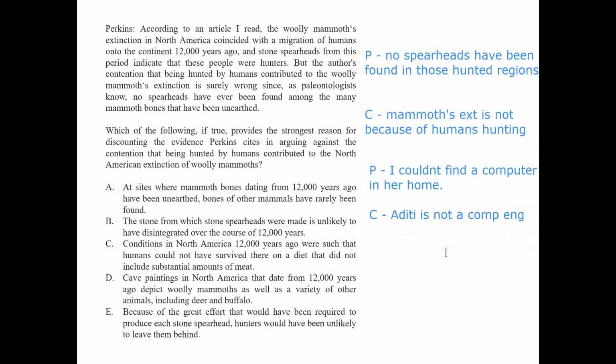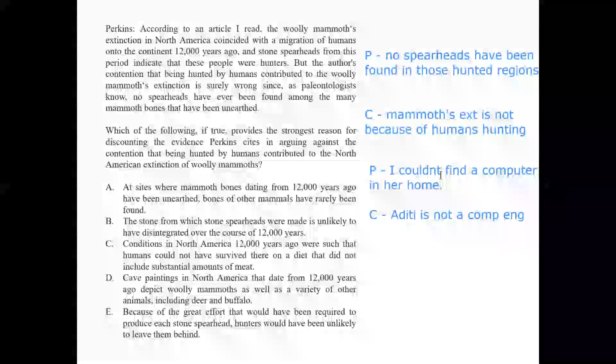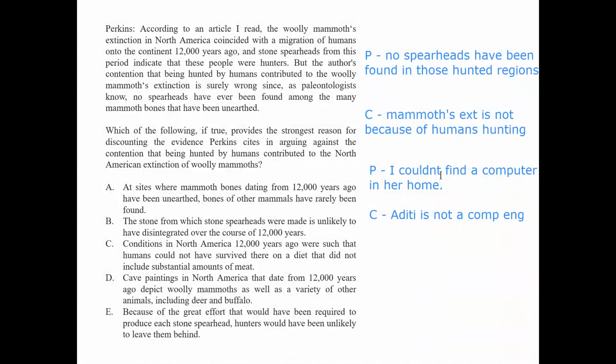Right. So in the same way, here we have to prove that mammoth's extinction is because of humans hunting only. Why are you saying that it's not because of humans hunting? It is because of humans hunting only. Because you couldn't find spearheads in those hunted regions, you cannot make a conclusion like this. So many students fail to find out a correct answer because they don't understand, seeing the question here, discounting the evidence. What is meant by discounting evidence, sir? I could not understand that. This is how they feel.